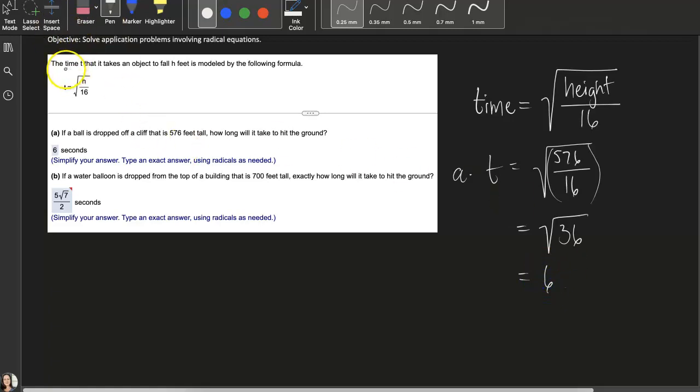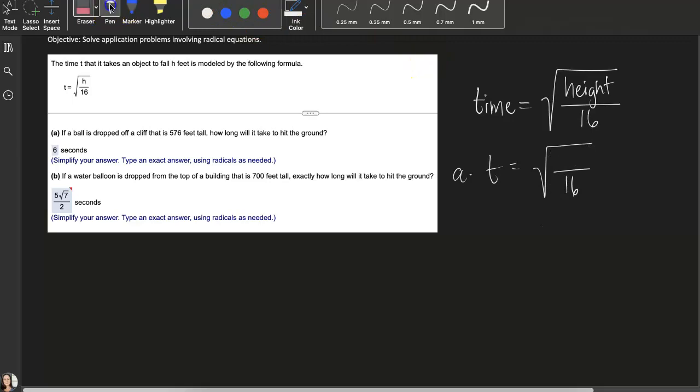This time is described in seconds, and seconds is already selected here as part of your answer. Notice anything in blue you may need to use. It does say simplify your answer, type in an exact answer, use radicals as needed. In this case, the square root of 36 is a perfect square, so we get this whole number 6. Part B is just a little bit different.